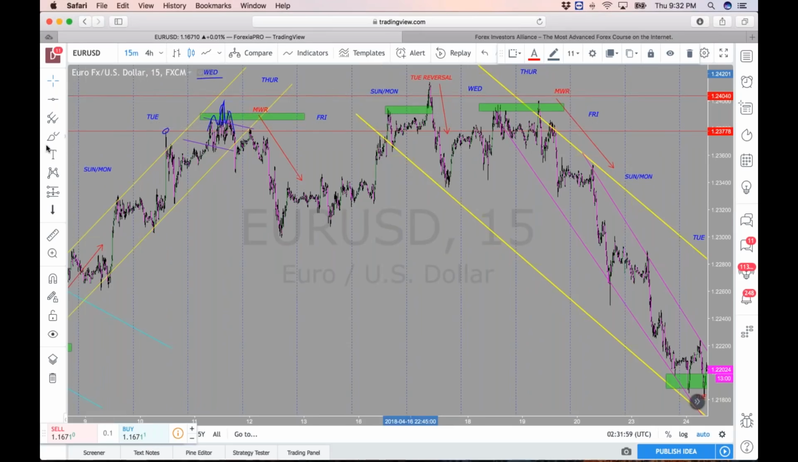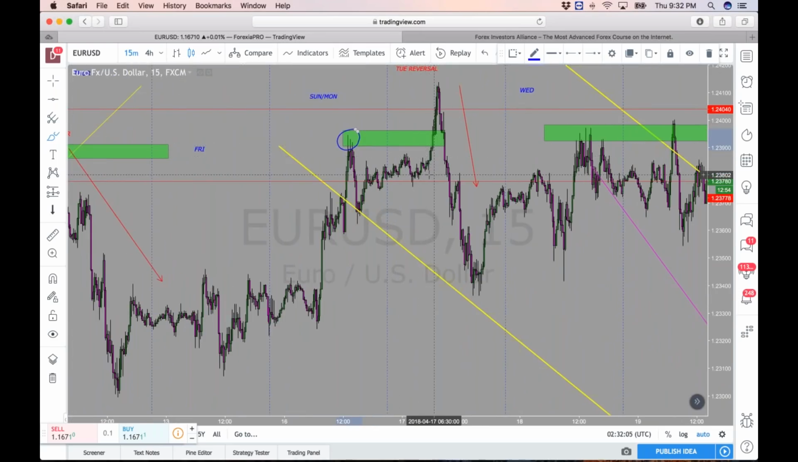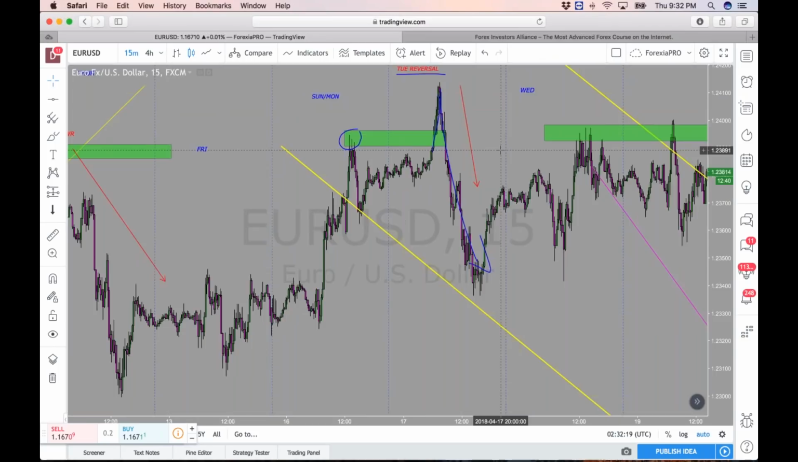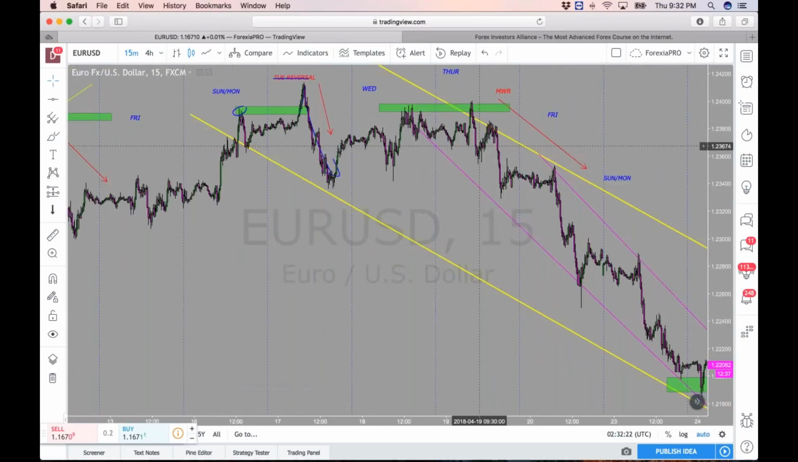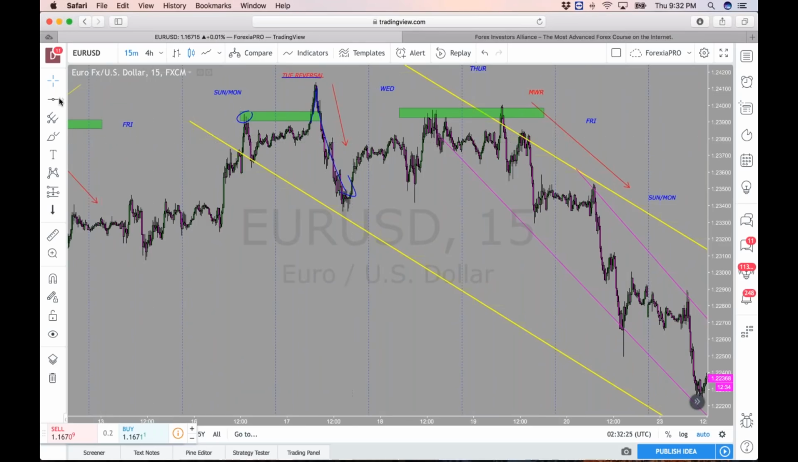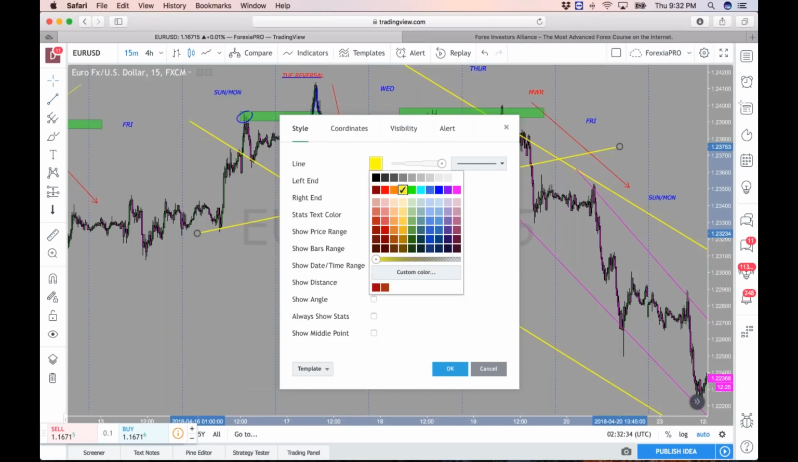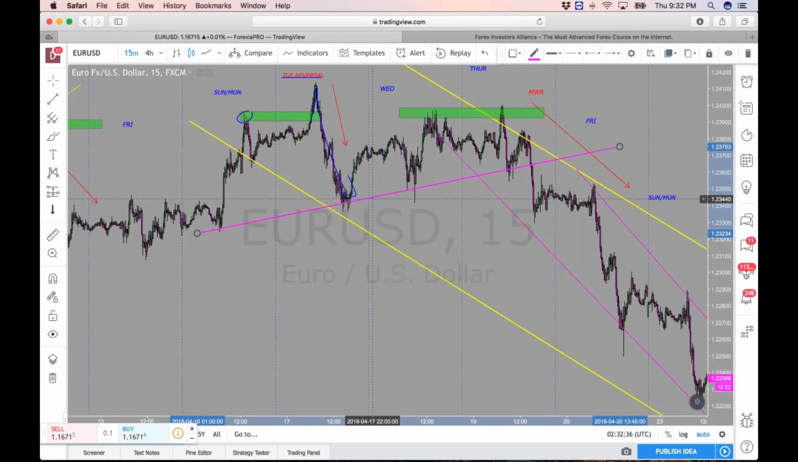Sunday, Monday, we have the high of Sunday, Monday. Tuesday, breaks out past that high, inducing retail traders to buy into it. Then we have that reversal. Tuesday reversal. Trusting market structure is key. So this reversal, this trend here, looks as if it's creating an uptrend, right?